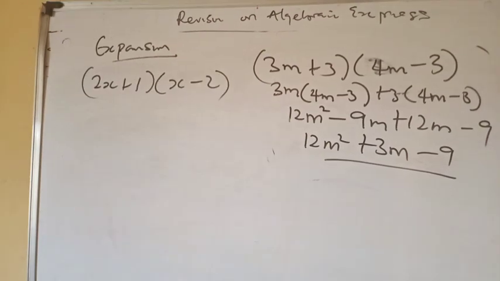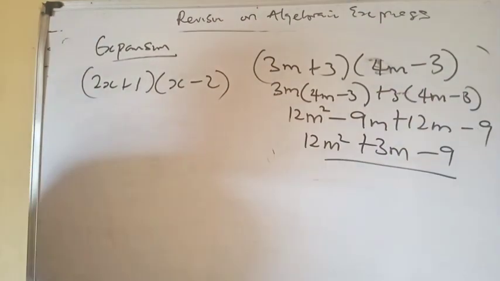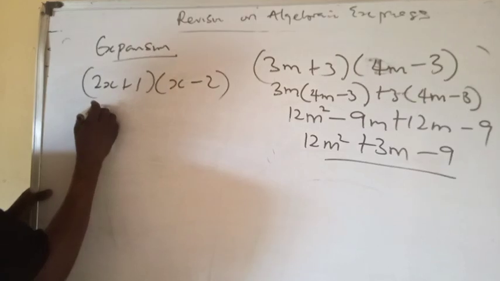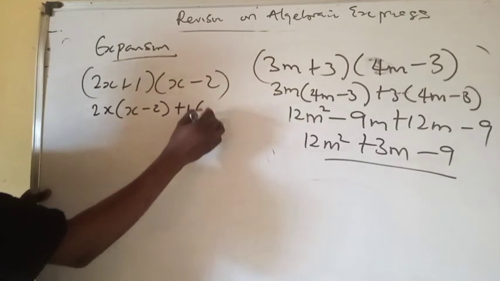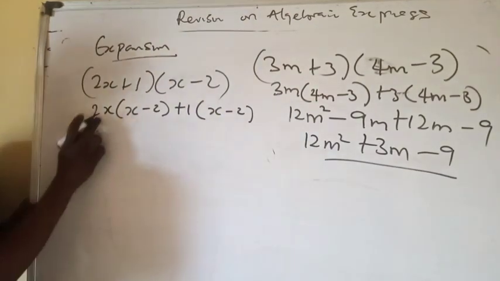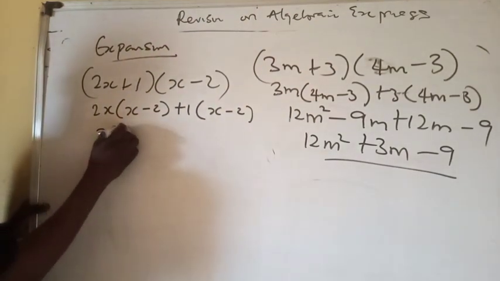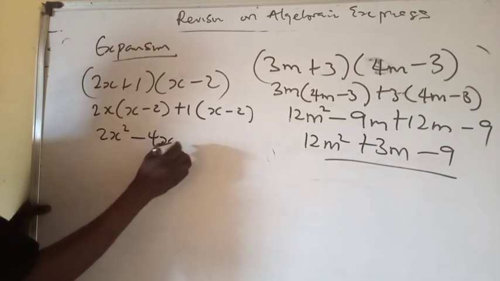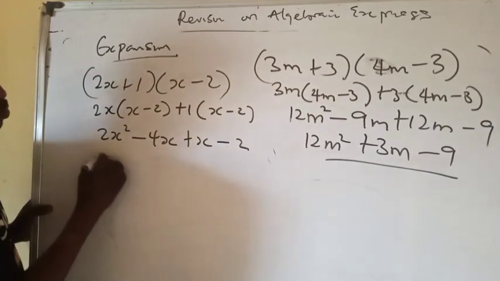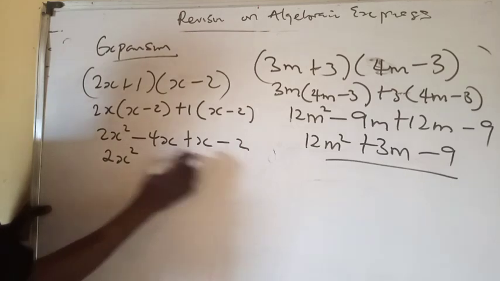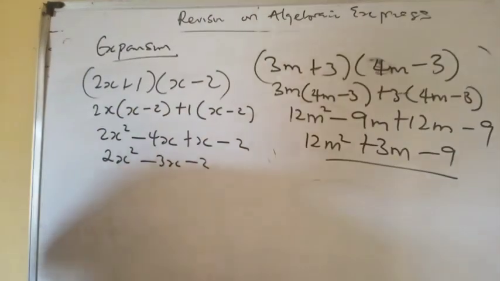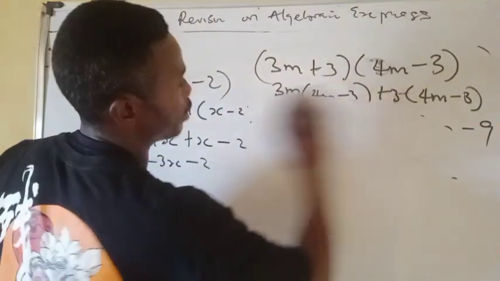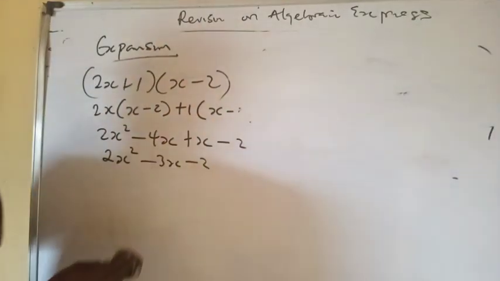Okay, interchange your notes. On this one, interchange. Don't waste my time. This one becomes what? 2x into bracket x minus 2 plus 1 into bracket x minus 2. 2x times x, what do you have? 2x squared minus 4x plus x minus 2. That becomes 2x squared minus 3x minus 2. That is the answer. Are you clear with that now? Okay, take it down. Connect yourself.